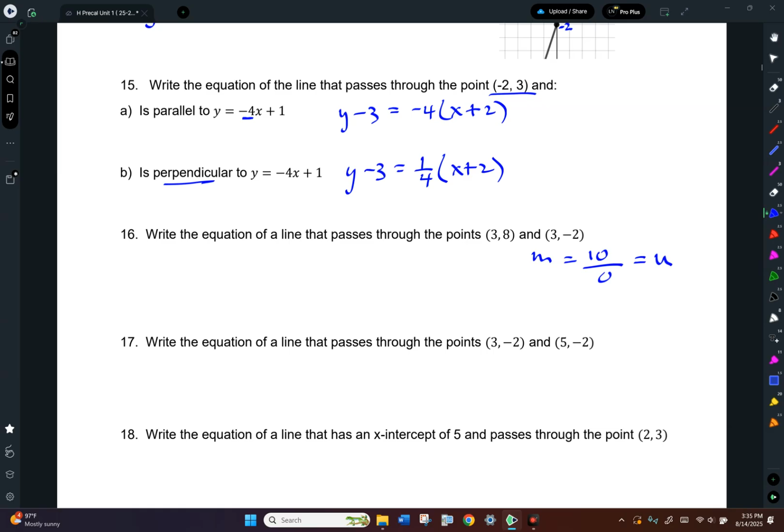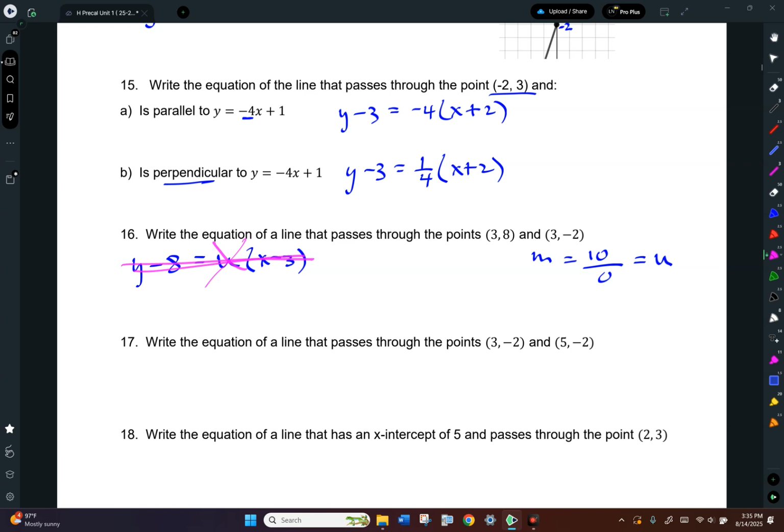Now, I can tell you right now, if you're going to make a rookie mistake, so stop writing for a second. If you're going to make a rookie mistake, you're going to say, okay, I'll do point slope. Y minus 8 equals, my slope is undefined, x minus 3. No, we don't want that. You never want to write an equation that has an undefined in it. That's bad. Don't do that.